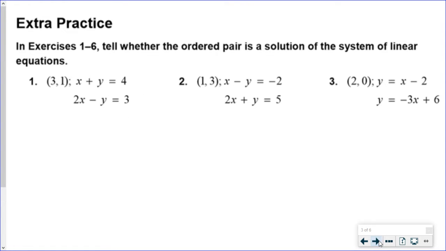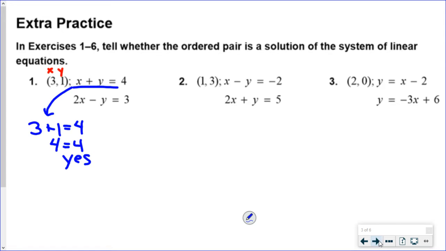Okay, so first things first, it says tell whether the ordered pair is a solution to the system of linear equations. So that's just saying, is this point, this x and y, work in both equations? Okay, well first, I'm going to do this one. So 3 plus 1, x plus y equals 4. Does that 4 equal 4? Yes, so that ordered pair does work in the first one.